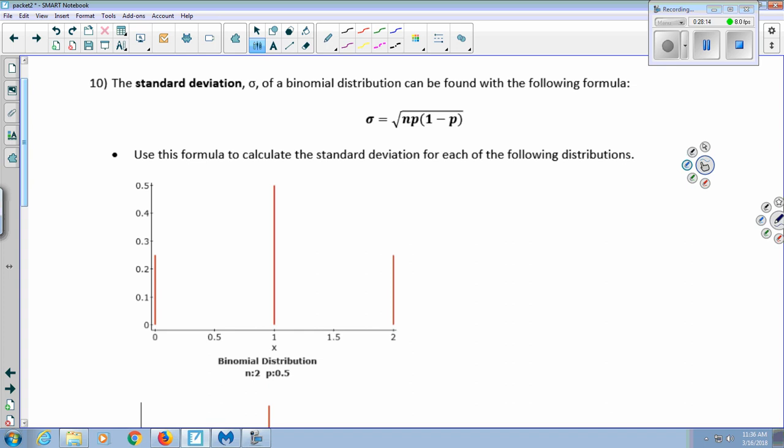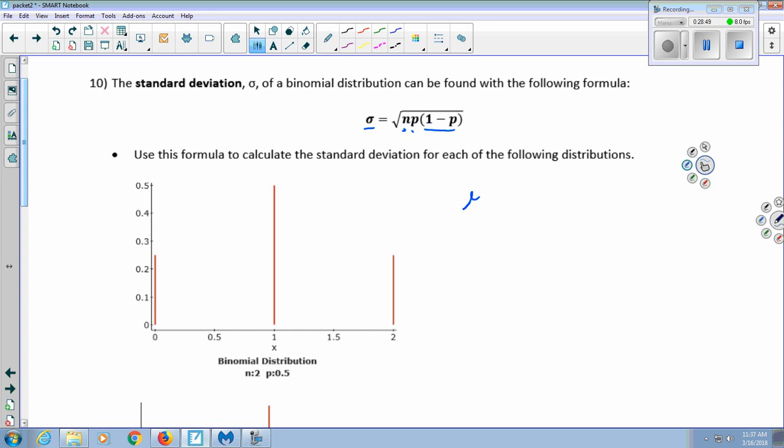Remember, sigma is our symbol for standard deviation. It is the square root of n times p, so the fixed number of trials times the probability of a success, times 1 minus p, that's the probability of a failure, right, because they're the opposite of each other. So there's a little bit more to calculating that, but we can go through and work on that. So let's calculate the standard deviation for each of the following.